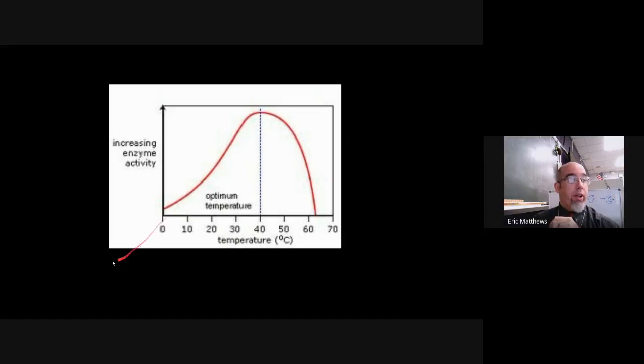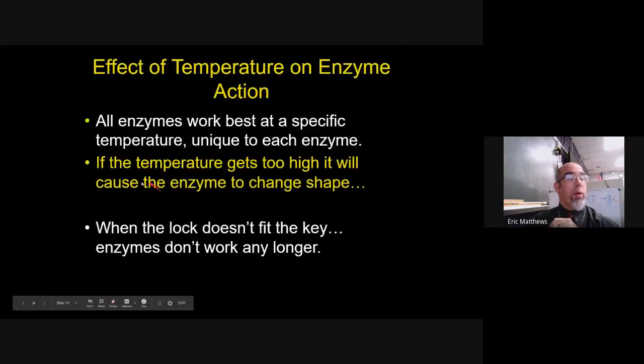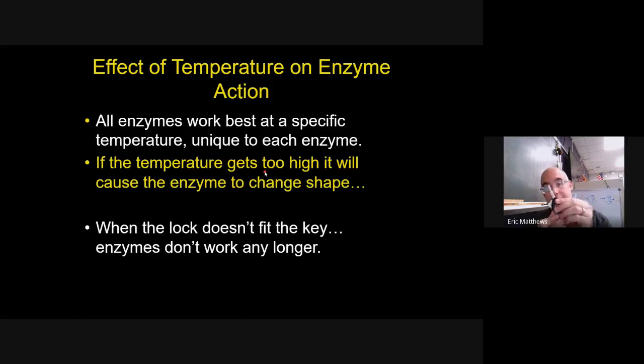So temperature can absolutely cause a problem because it's like taking a blowtorch to a key. If we add enough temperature to this key, all these edges, all these shapes are going to start to melt. They're going to change. Then the lock doesn't fit the key. The shape has changed. The function has changed. The enzyme cannot work. So it's a pretty easy thing to remember.